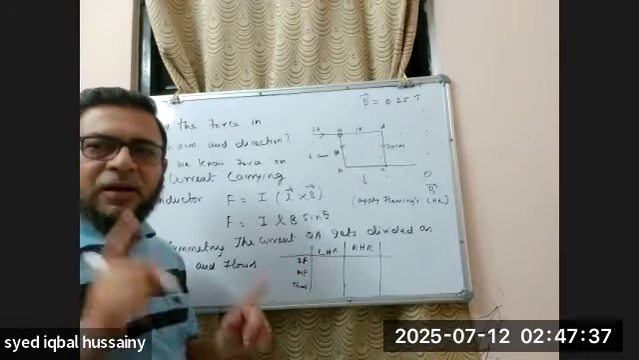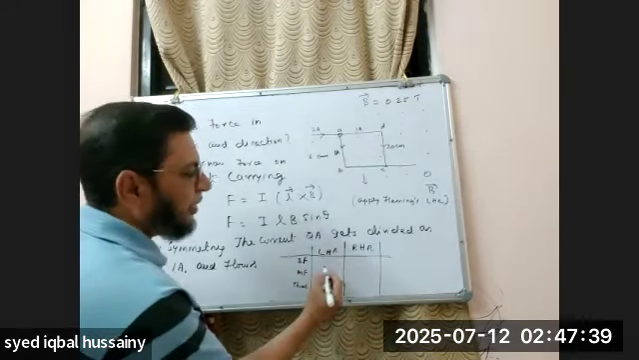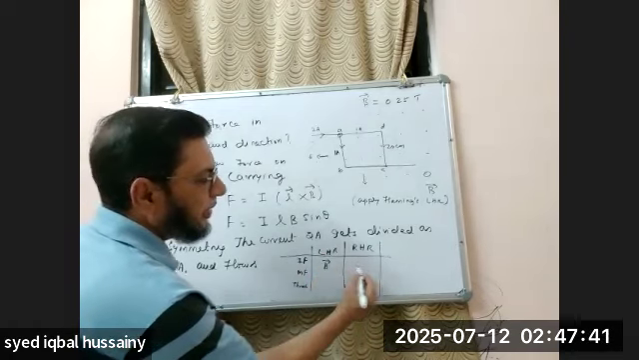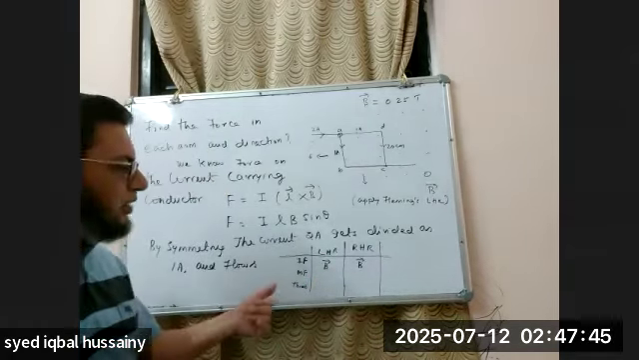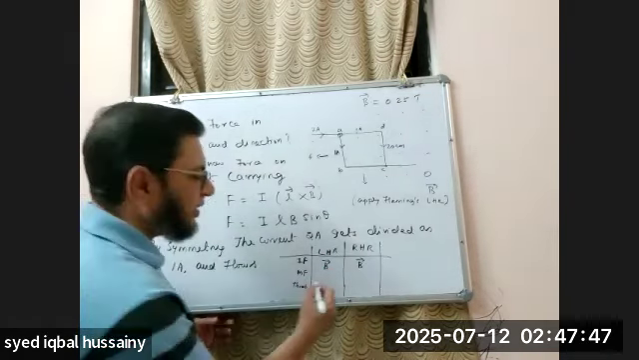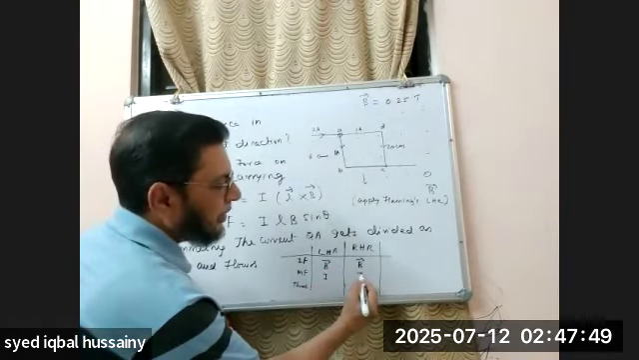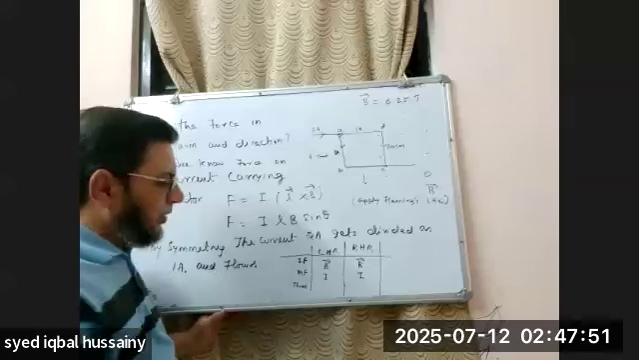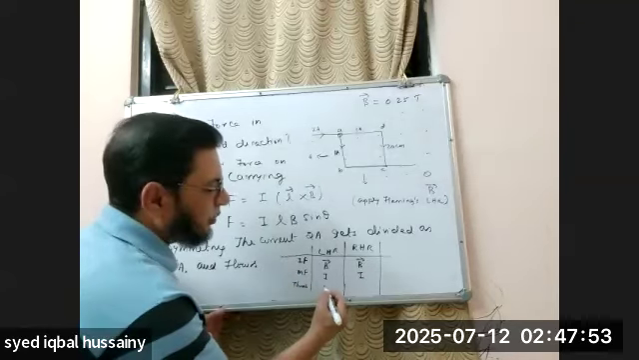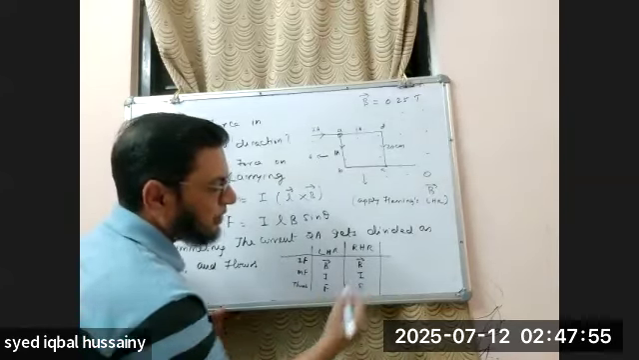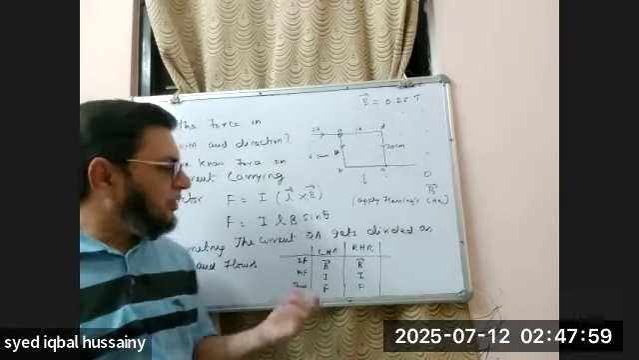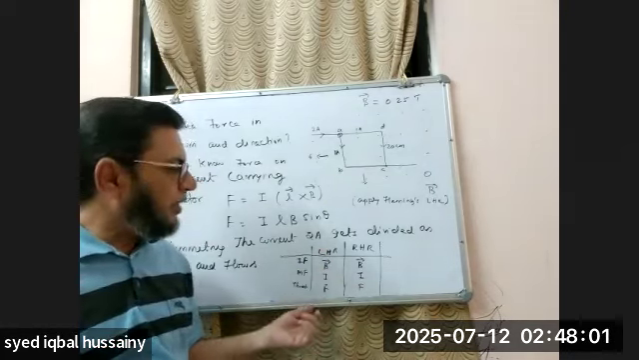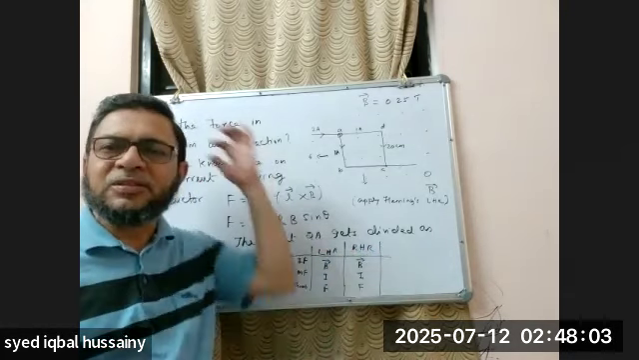Index finger always represents the magnetic field direction, B vector. And then the middle finger always represents the current direction. And then the thumb represents the force. So, sir, you can ask me, left hand rule also says the same thing, and right hand rule also says the same thing. Yes, of course.